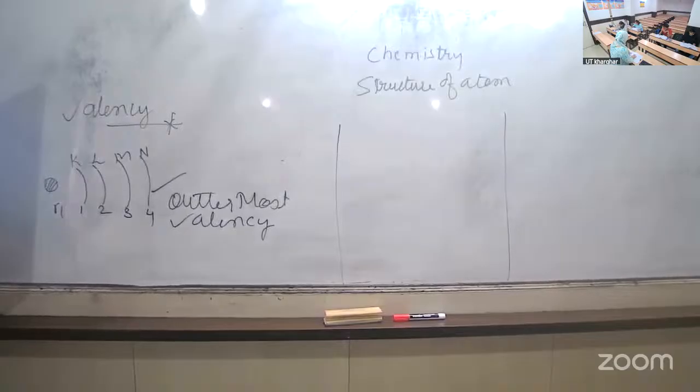Last shell. Look at the last shell. In case of lithium, the last shell contains, how many? 1. Right? How many valence electrons are there? Then next, beryllium, 2 electrons are present, right? Then next one, boron, it contains 3 electrons in the valence shell.